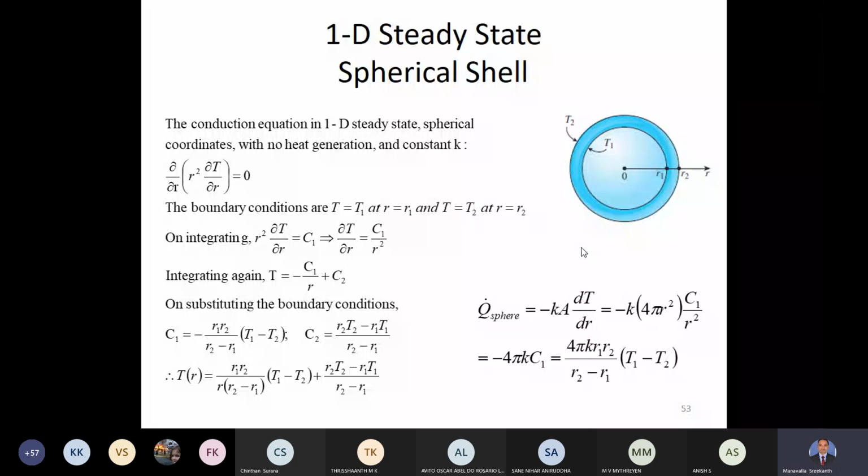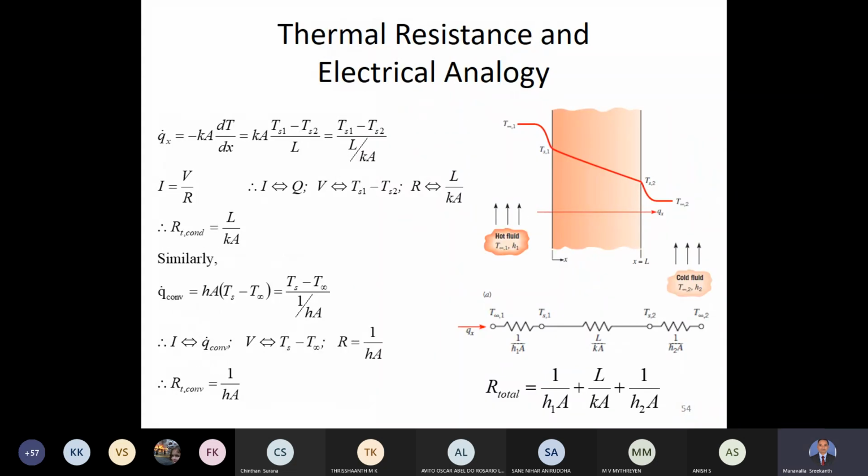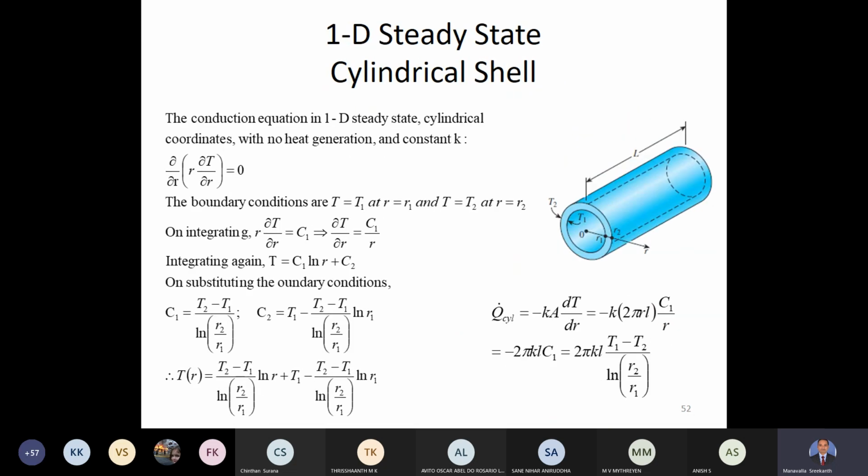Okay, now we'll move on to the next topic called thermal resistance and electrical analogy. Now this particular concept is used to take care of additional parameters like, let us say inside this cylinder, if there is some gas flowing, how to treat, how to evaluate the heat transfer and temperature distribution in such a case.